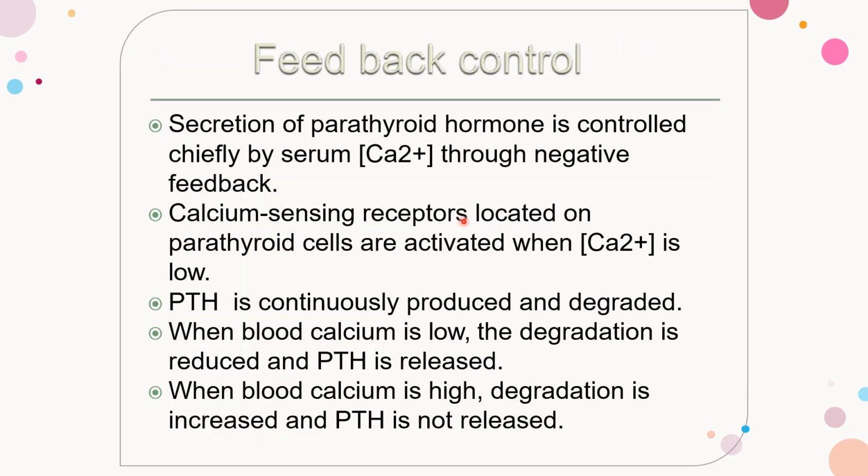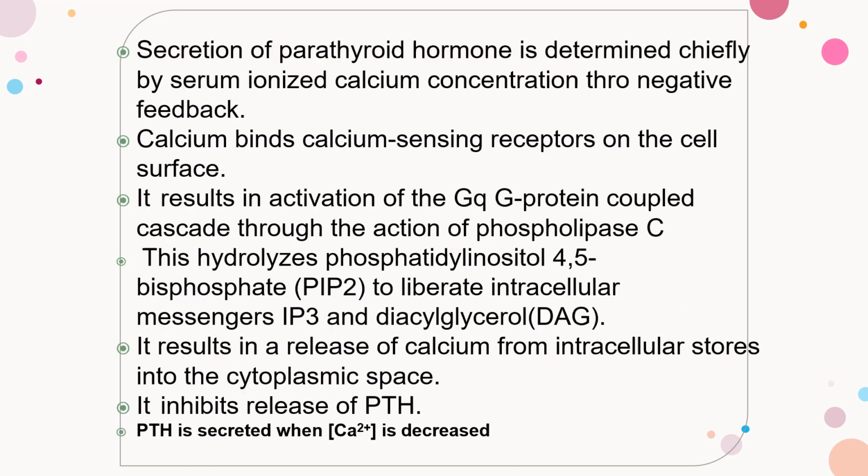Secretion of parathyroid hormone is controlled chiefly by serum calcium through negative feedback. The calcium sensing receptors located on the parathyroid cells are activated when calcium is low. PTH is continuously produced and degraded. When the calcium is low, degradation is reduced and PTH is released. And when blood calcium is high, degradation is increased and PTH is not released. Secretion of parathyroid hormone is determined chiefly by serum ionized calcium concentration through negative feedback.